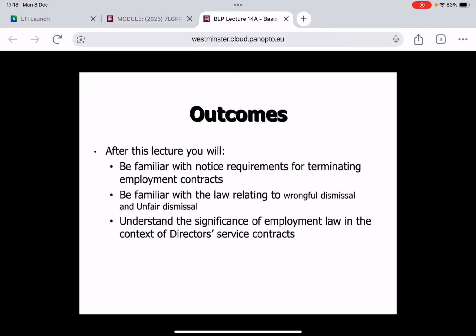So let's return to our outcomes for this lecture. You should now be familiar with the notice requirements for terminating employment contracts, be familiar with the law relating to wrongful dismissal and unfair dismissal, and also understand the significance of employment law in the context of director service contracts. And that's the end of this lecture.